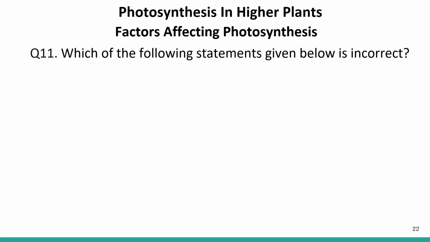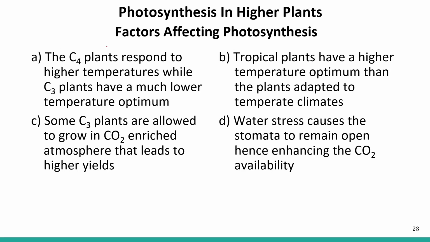The next question is, which of the following statements given below is incorrect? Alright, first is C4 plants respond to higher temperature while C3 plants have a much lower optimum temperature. So this is true. Second option is tropical plants have higher temperature optimum than the plants adapted to temperate climate. This is also true. Some C3 plants are allowed to grow in CO2 enriched atmosphere that leads to higher yield. Okay, so this is not correct. Again, let's read this option. Some C3 plants are allowed to grow in CO2 enriched atmosphere that leads to higher yield. This is true. Alright, this is true.